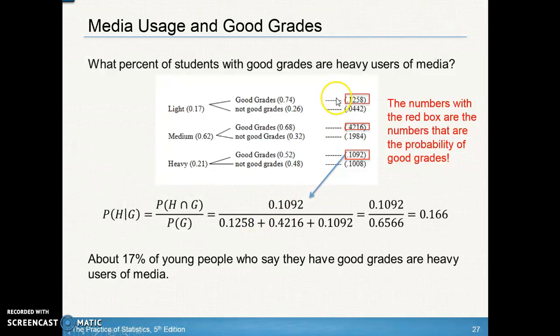Without the tree diagram, once again, super hard to find. You want to make sure you show this fraction right here and then your final answer, 0.166. So we know about 17 or 16.6% of young people who say they've had good grades are heavy users of media.